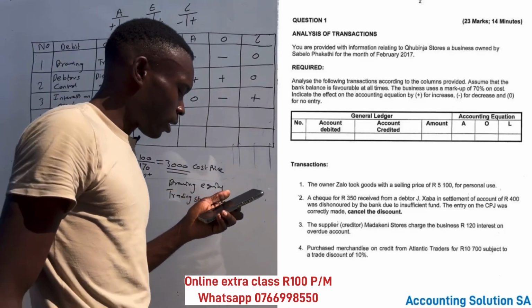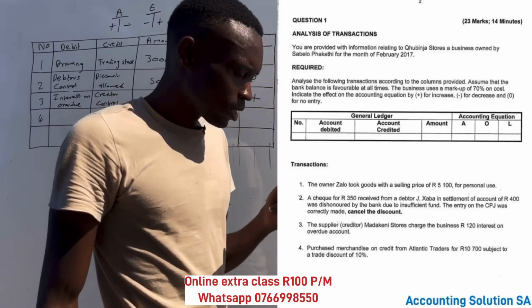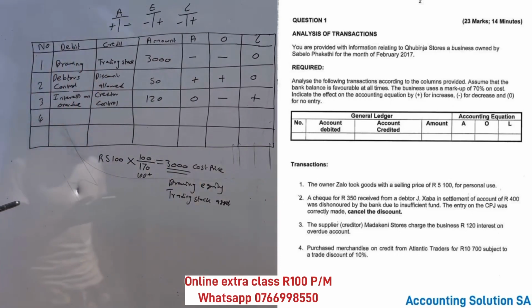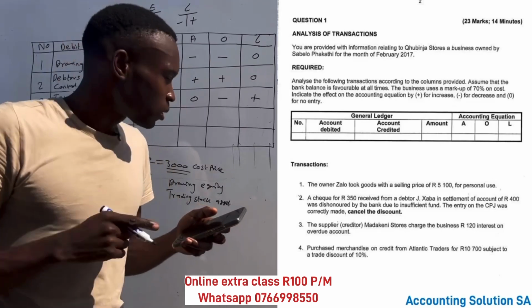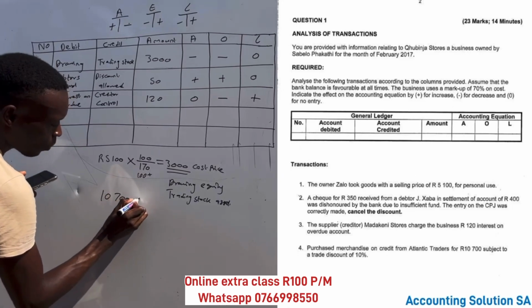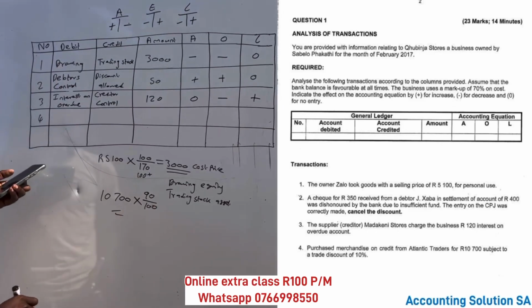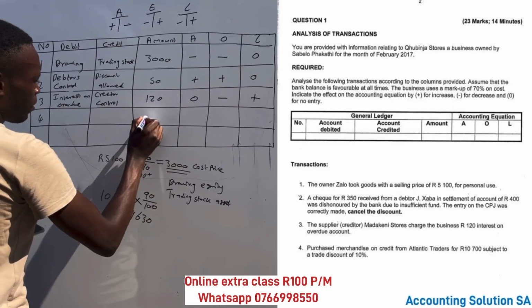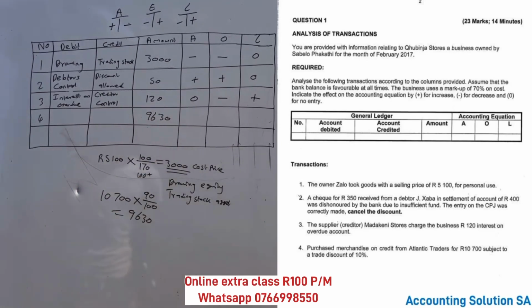The next one: purchased merchandise on credit from Atlantic Trader for 10,700, subject to a trade discount of 10%. We purchased 10,700, but this is not the amount that we need to record because we need to adjust the discount. We are going to pay only 90% of 10,700, and 90% of this amount is 9,608. We purchase inventory.